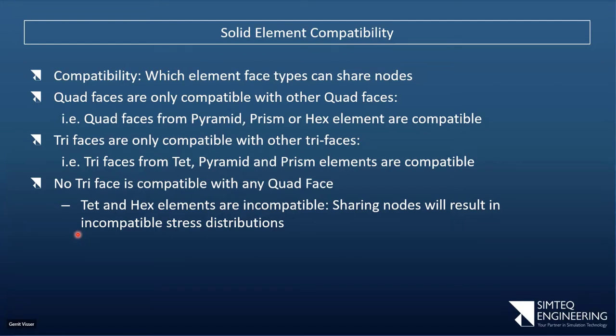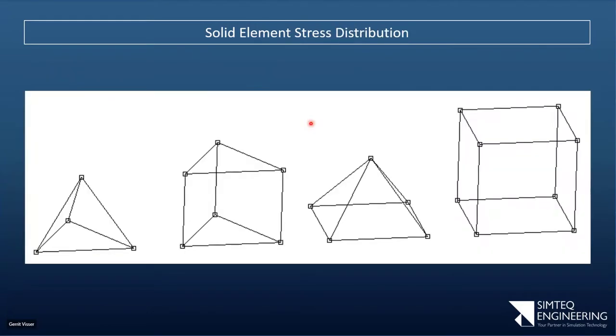I cannot connect sensibly triangular faces with quad faces. So in other words, I can connect all of the quad faces from the pyramid, the prism, and the X element. So if I go back a little bit, these quad faces, all of those, I can connect to any of those faces. That bottom face, I can connect there. This one I cannot connect.